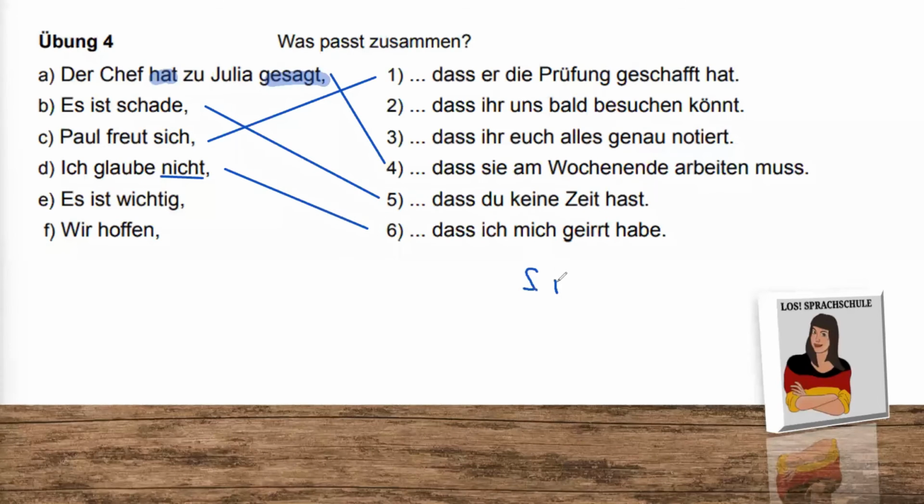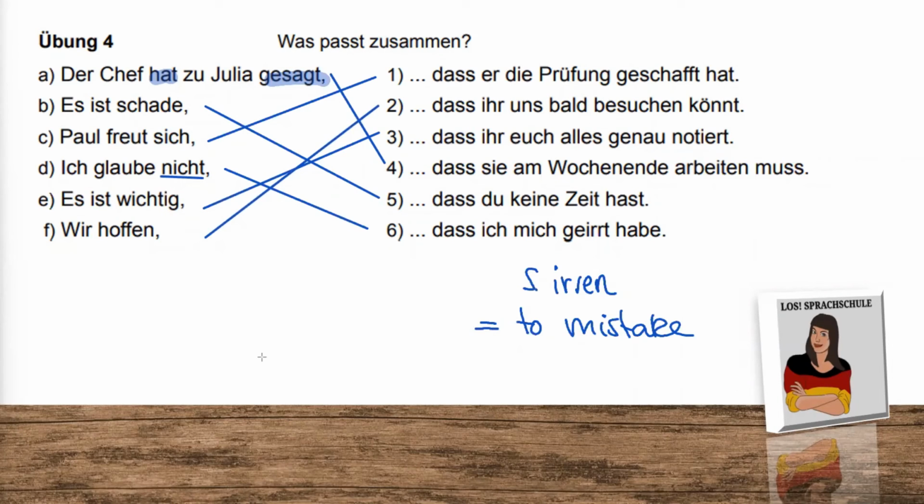Sich irren means to make a mistake or to be confused, to have a confusion going on. But you can remember it as to mistake something. So, I don't think that I have been mistaken. Es ist wichtig, dass ihr euch alles genau notiert. It is important that you take good notes, that you write everything down. And the last one, wir hoffen, dass ihr uns bald besuchen könnt. We are hoping that you can visit us soon.